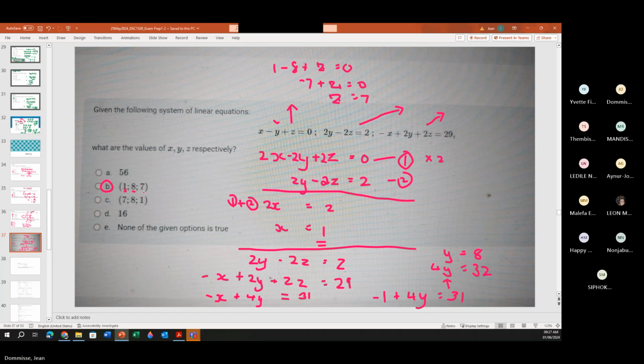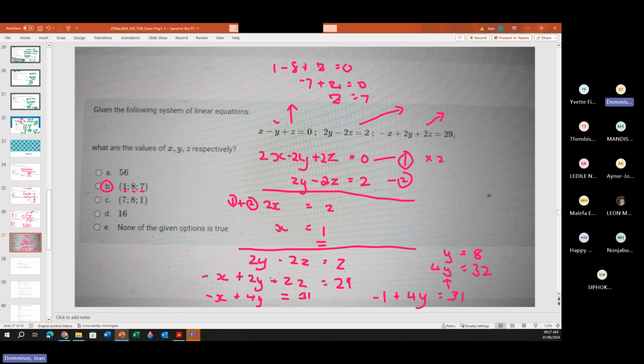Okay, so there we have it. We worked out x, we worked out y, and we worked out z. So now again, they could have said, what's the sum of the three?